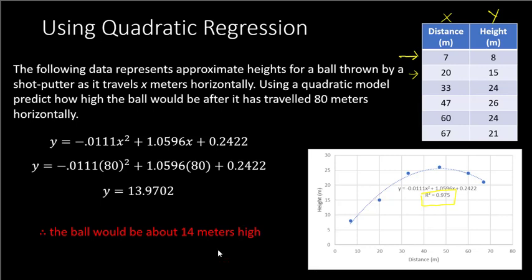So we've showed you how to interpret these different regression models, both linear and quadratic. We've learned how to interpret the correlation coefficient and also r squared. Now at this time, we're going to show you how to create these different graphs within Microsoft Excel.